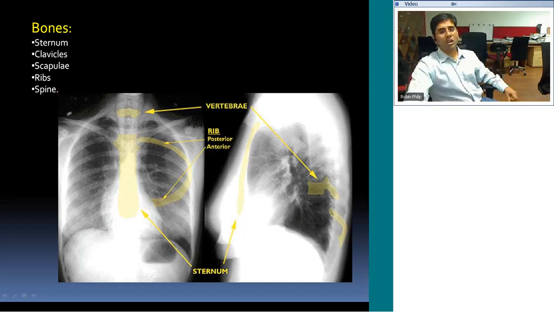Interrogate each and every structure. Look at the sternum for any abnormality. Look at the vertebrae. If you're able to see all the vertebrae, look at the height of each vertebra, and then follow each and every rib and look for any fractures, any osteolytic lesions, any sclerotic lesions. On the lateral view, note any compression or decrease in height of the vertebrae, and then look at the sternum. The lateral view is best for the sternum, right?